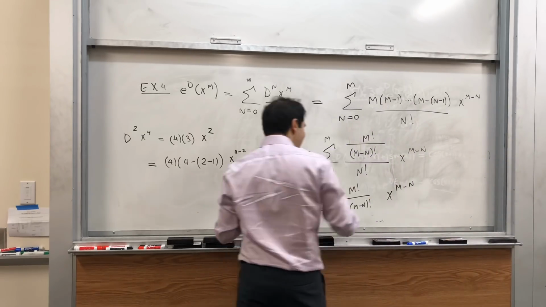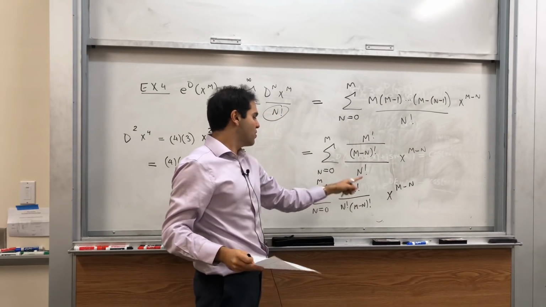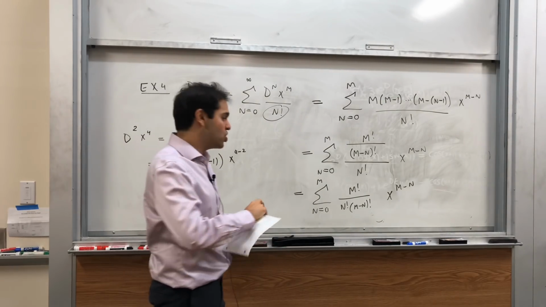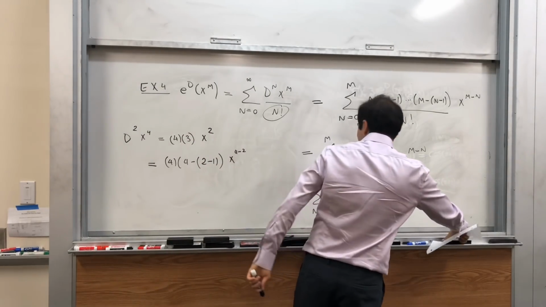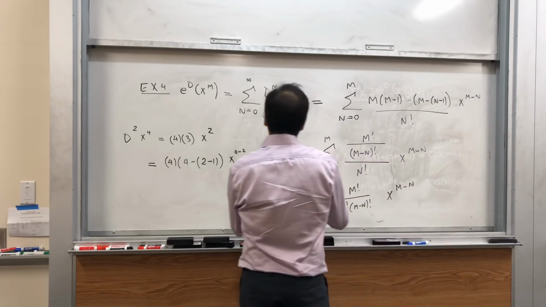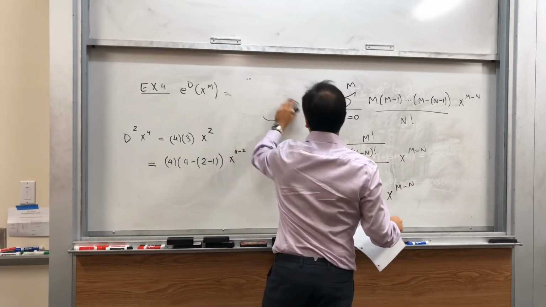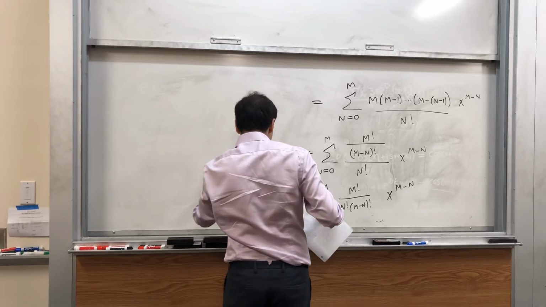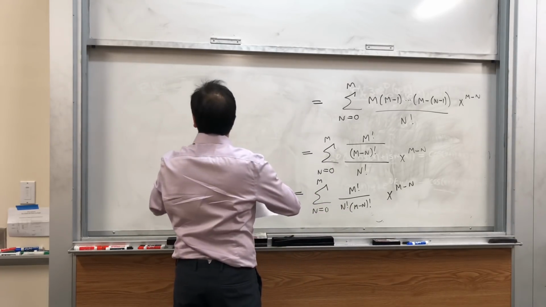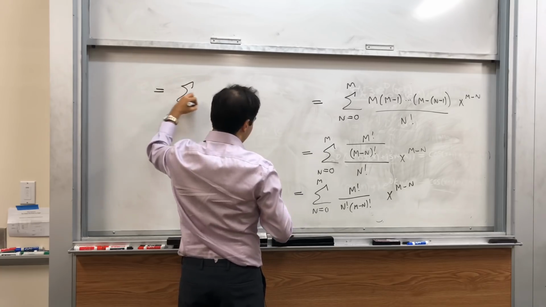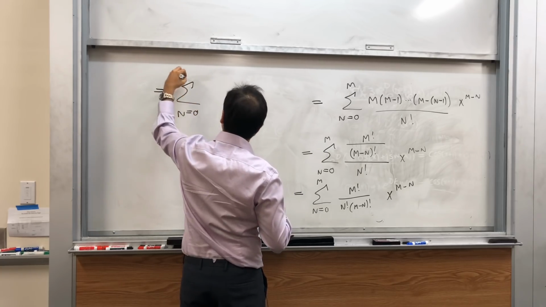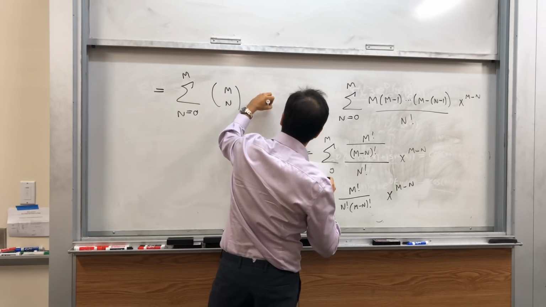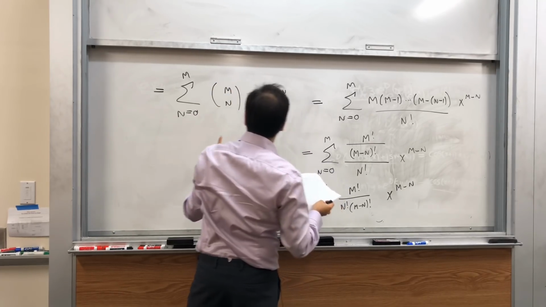All right, but the nice thing is, this is some term that might look familiar. Well, it's precisely m choose n. So, Pikachu, I choose you. In this case, exponential derivative m choose n. So we get the sum from 0 to m of m choose n, x to the m minus n.